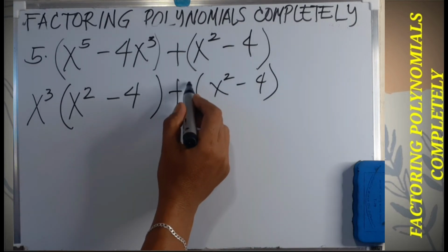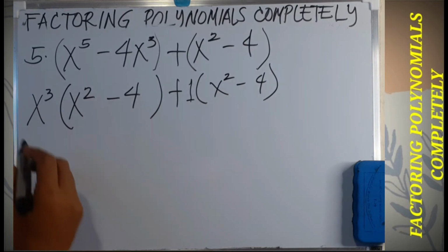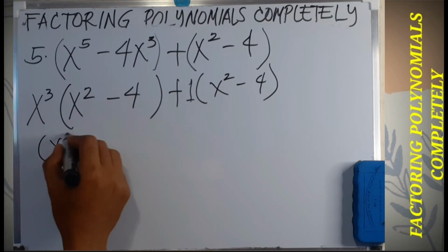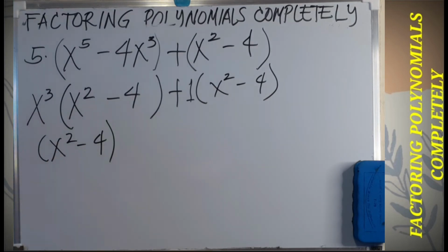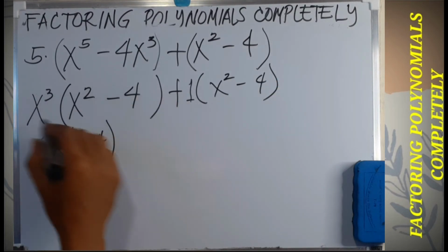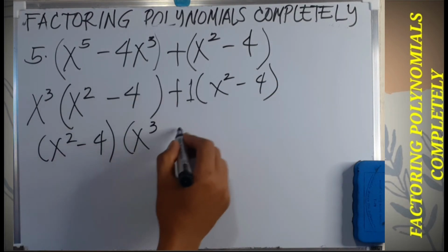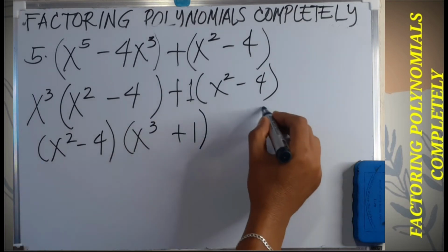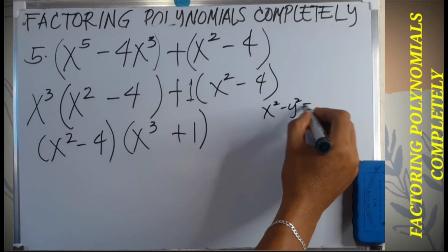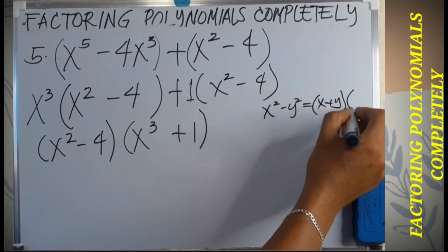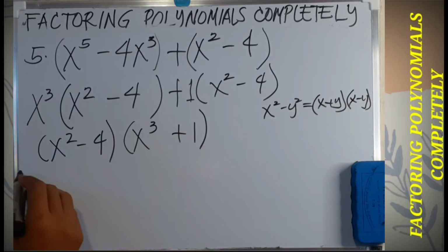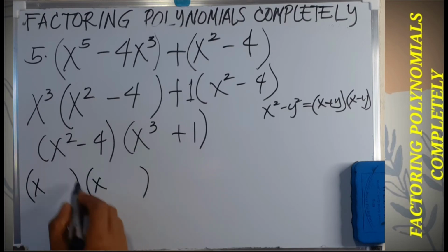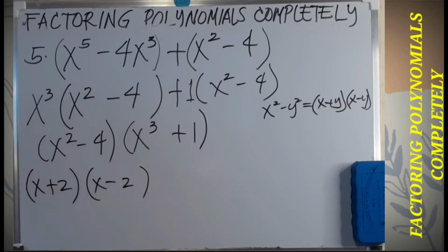Again, remember that there is an imaginary 1 there. So, x squared minus 4 is common. So, x squared minus 4 represents the first factor. If we remove x squared minus 4 there, we have x cubed plus 1. Okay. X squared minus 4 is a difference of two squares. X squared minus y squared equals x plus y quantity x minus y. So, therefore, we have x plus 2 and x minus 2.